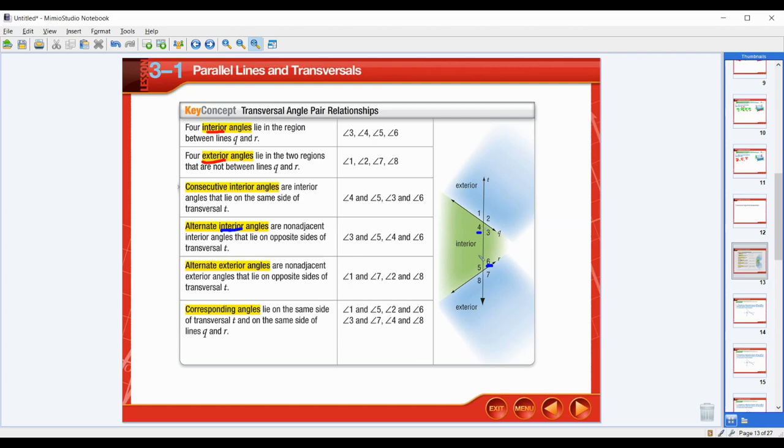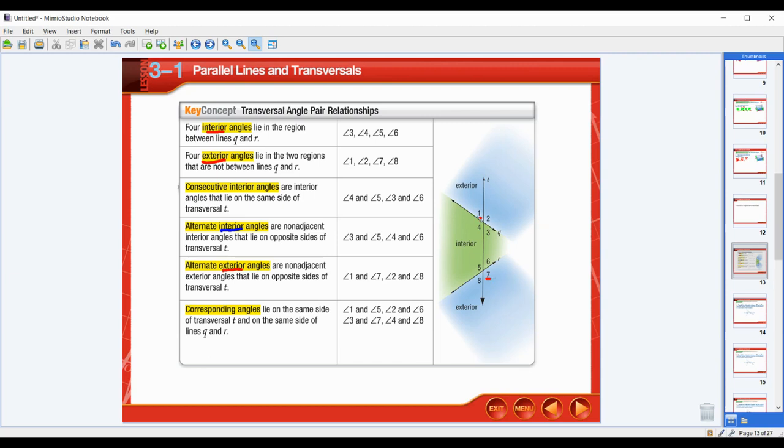Our first example would be 4 and 6. Our other example here would be 3 and 5. As you can see, 3 and 5 both on the interior, but they are just on opposite sides here of that transversal. So that's alternate interior. Alternate exterior, basically the same thing. The only difference is the word exterior. Okay, so alternate interior, alternate exterior, those are going to be angles that are on opposite sides of the transversal.